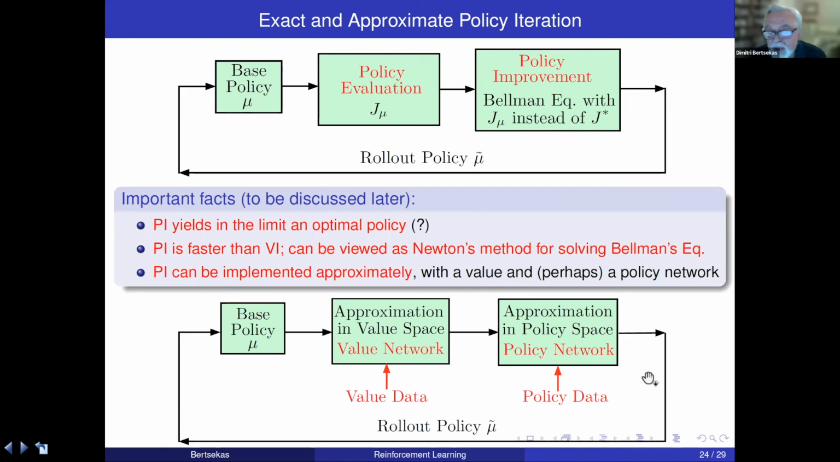Sometimes you don't use a policy network, but you use a value network only. That happens in TD Gammon. In AlphaZero, there's a policy network and a value network that are used to approximate this step and to approximate that step. And then you get an approximate rollout policy that you can use to start, again, a new iteration. So that's one way to think about exact and approximate policy iteration. And then you can ask questions about how each box is going to be implemented.